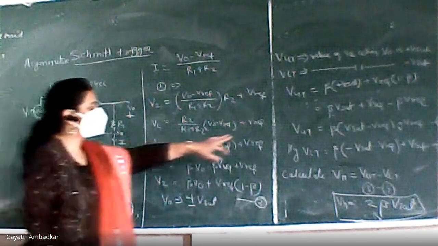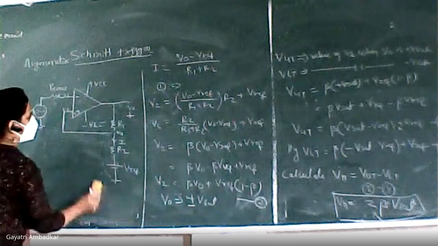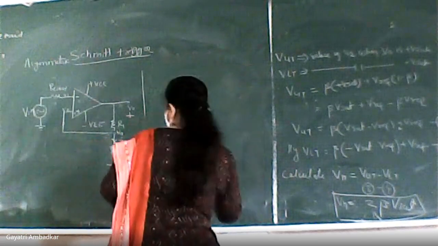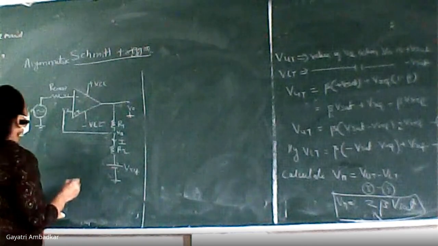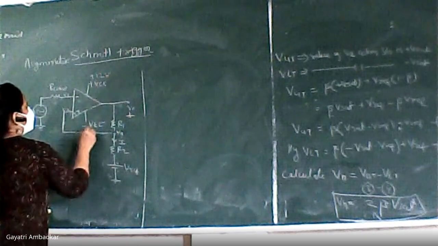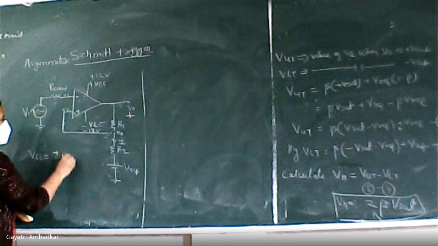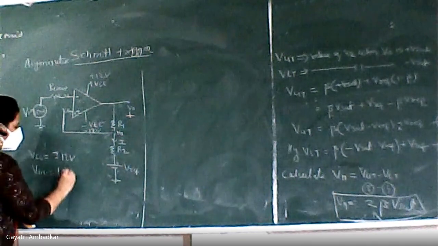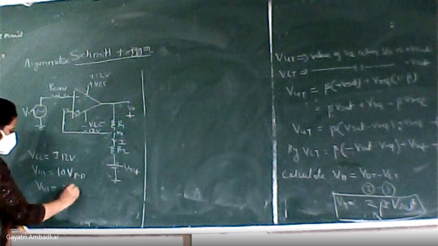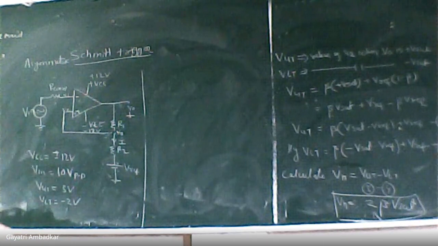Now you have to remember VUT and VLT. You have to design a circuit, which means you have to make a circuit. What is given to you? Supply voltage is plus minus 12 volts, so this is plus 12 volts and this is minus 12 volts. Then the input: VCC is equal to plus minus 12 volts, Vin is equal to 10 volt peak to peak sinusoidal waveform. Then VUT is given as 3 volts and VLT is minus 2 volts. Am I correct? You have to design the circuit.